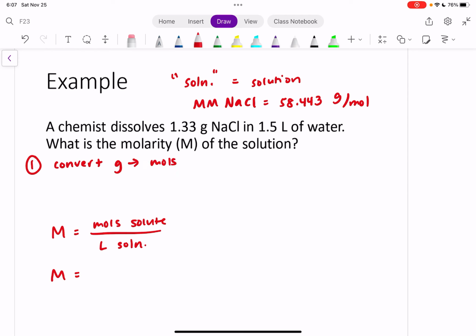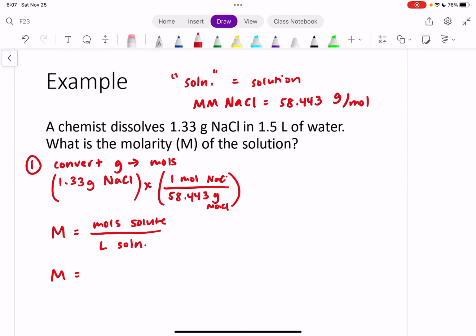So again, we start with 1.33 grams of NaCl. We want to get to moles of NaCl. Actually, I'll show you not using the train tracks this time. We'll use these ones. So we have 58.443 grams of NaCl down here and 1 mole of NaCl. All right, and so that's going to be grams canceling out, and we're going to be left with our moles of NaCl. And I got 0.0228 moles of NaCl.